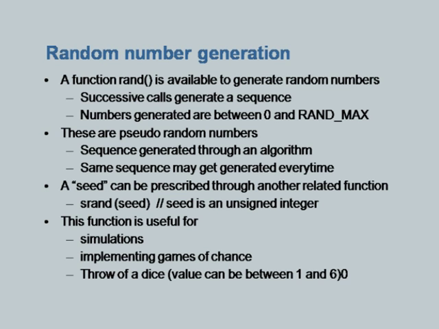For throwing a dice, I don't want a value between 0 and 2 to the power 31 minus 1. Every time I call rand, I want a value either 1, 2, 3, 4, 5 or 6, because that is what my dice will throw.